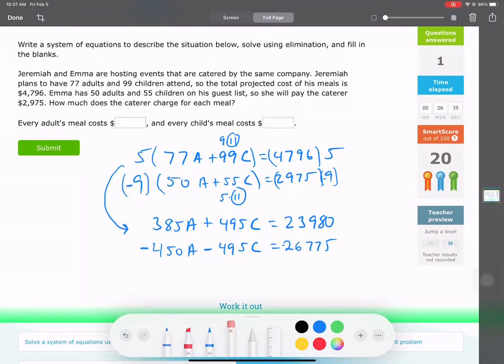So using elimination, we're going to add down now. Add down and see what we end up with. So 450 minus 385 is going to give us 65 adults. That's going to be negative still. The children cancel out, and we're left with 26,775 minus 23,980. This is going to be negative 2,795.